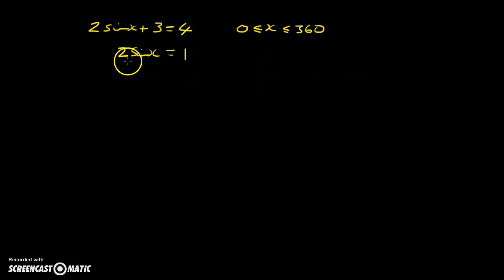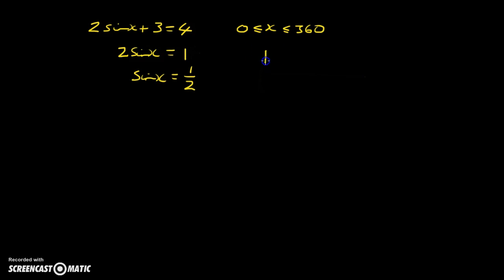Now let's get rid of the 2. The 2 is multiplying sine x, so let's divide both sides by 2. So we get sine x equals a half. So now what we've done is we've simplified this little problem of finding x down to this. So we're looking for values of x where our sine graph equals a half.